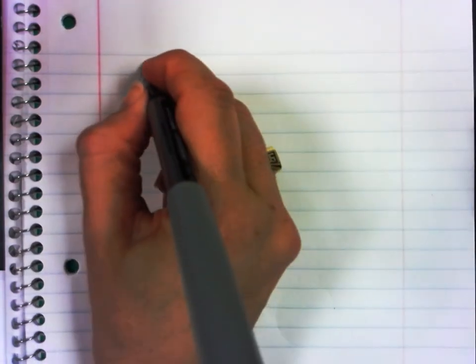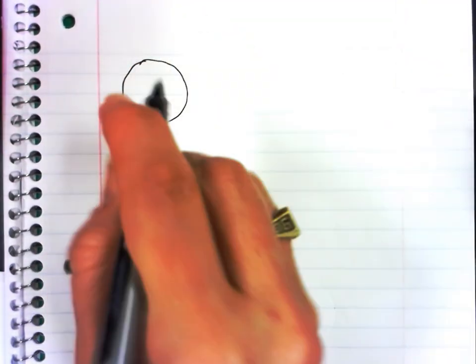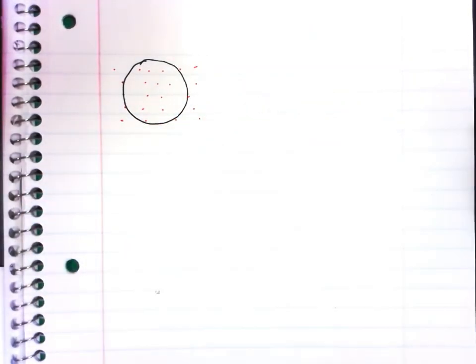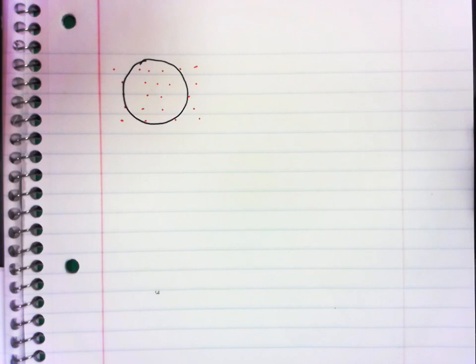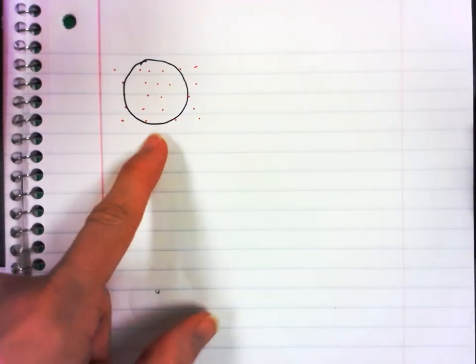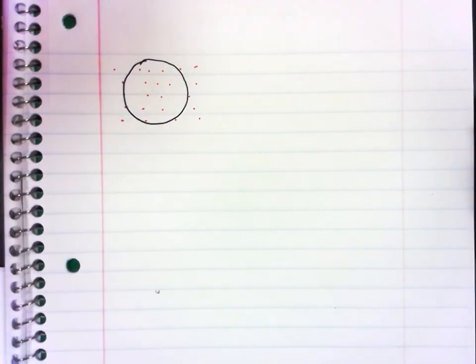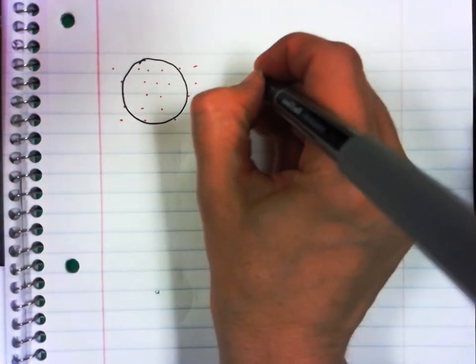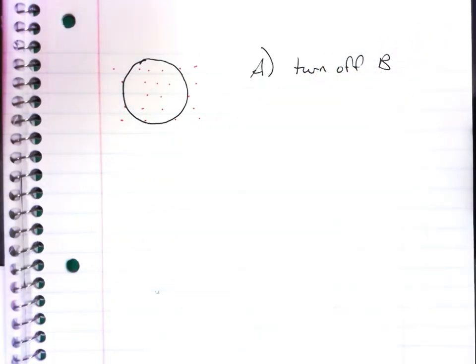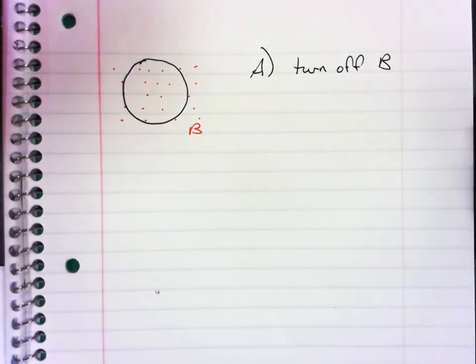So we are going to start with a loop of metal in a magnetic field that points out of the page. So something's making this magnetic field. We don't know, we don't care. We just know there's a plain loop of wire, no battery, no switch, no anything, just a loop of wire in this magnetic field. So in situation A, we're going to turn off the magnetic field B. I should probably label those.